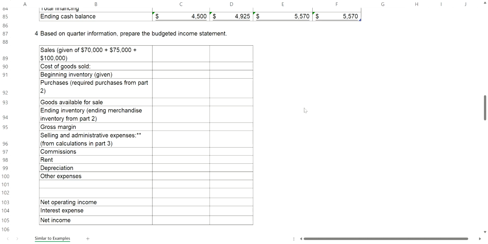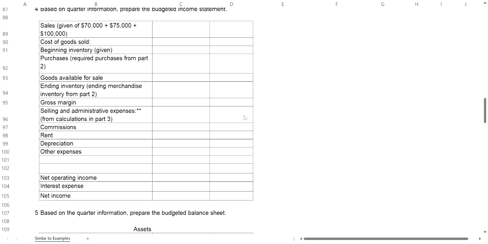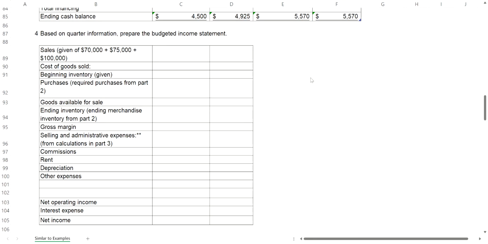In this video, we will carry on and prepare the budgeted income statement and a budgeted balance sheet. Let's start with the budgeted income statement. Remember, sales were given at $70,000 for April, $75,000 for May, $100,000 for June. So when I add that together, for the quarter, $245,000. We are doing these for the quarter.